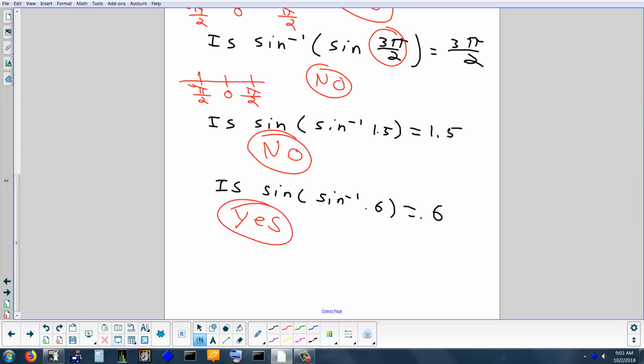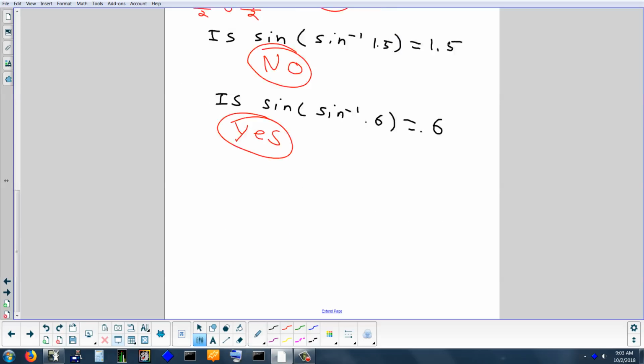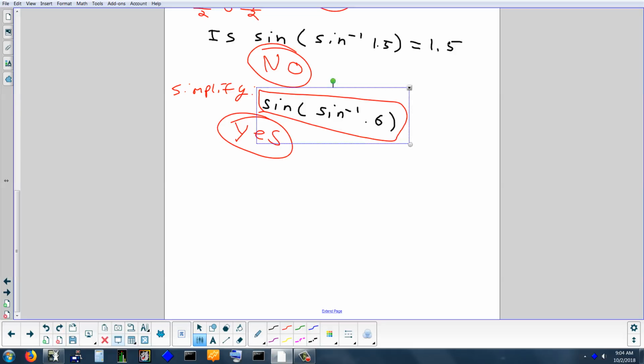The only other way you could see a question like this written would be if it said, let me just write it like this. Erase this, erase that, and put simplify. If I write this expression down and I say simplify, don't put yes. That doesn't really answer the question. If it says simplify, you have to tell me the answer. So what is the sine of the inverse sine of 0.6? 0.6. The answer now would be 0.6, not yes. Any question on that?